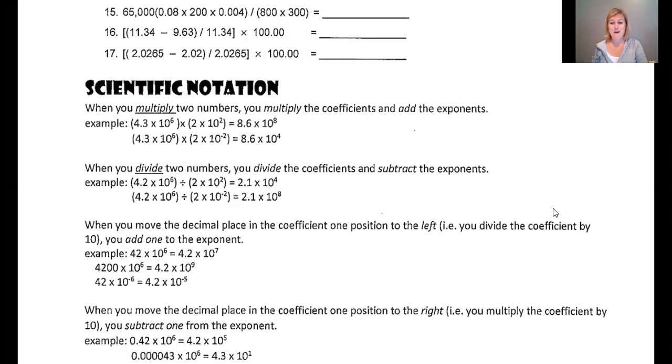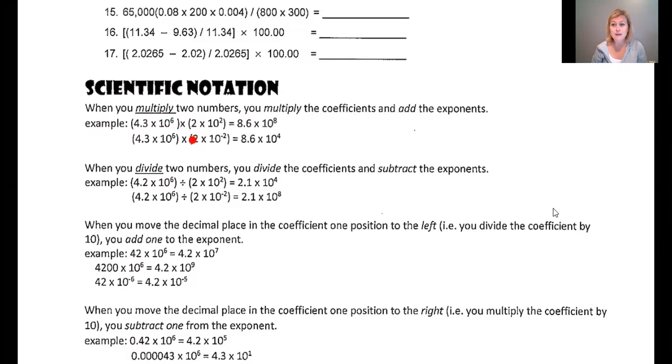All right. Hi, everyone. I am now coming to you live, and I am teaching you scientific notation and doing math when you have numbers in scientific notation. So let's just take a look at this first example. If you have 4.3 times 10 to the sixth, what does that look like when you have to multiply that number by another scientific notation number?